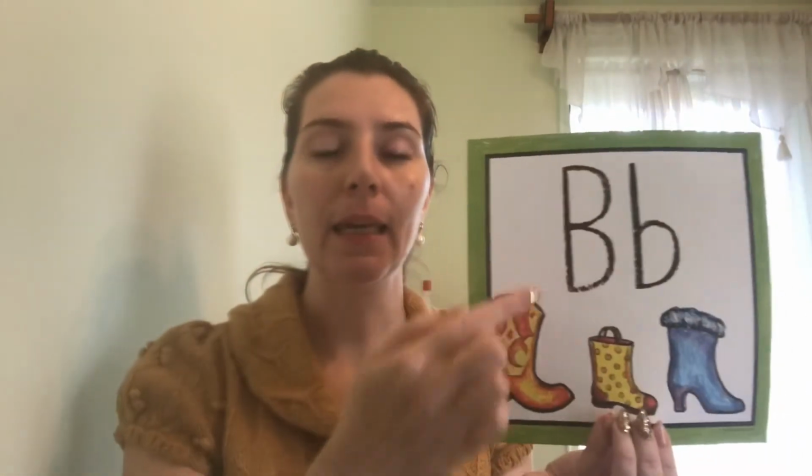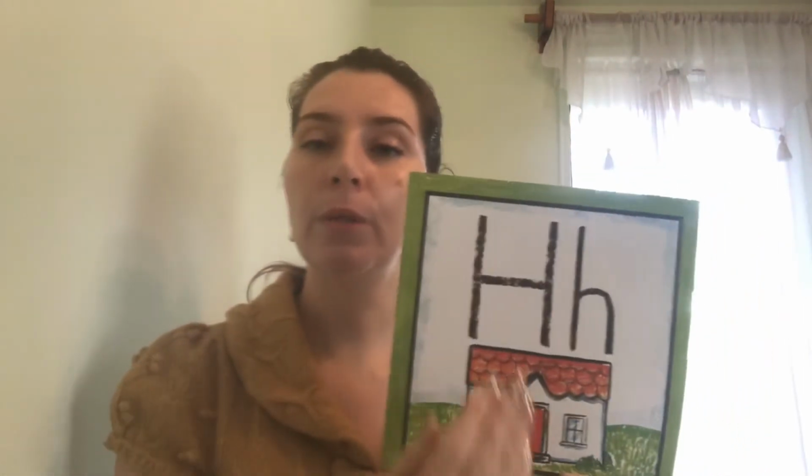So we're going to work with the letter B today. The letter B says B. B, boot, B. So when you see the letter B at the beginning of your word, you're going to make the sound B. We're also going to work with the letter H. H says the sound H. So when you see the letter H at the beginning of your word, you're going to say H, house, H.